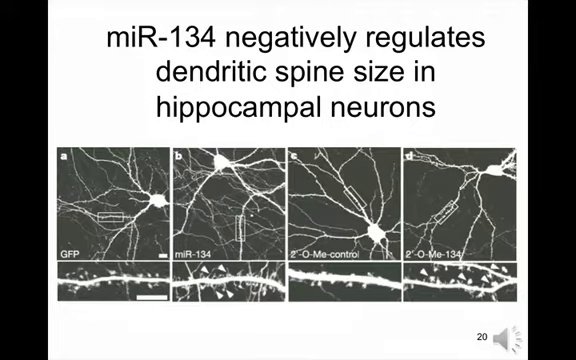In that light, it looks like the 2'O-methyl-134 in panel D results in larger spine sizes compared to both the GFP and the MIR134 panels.